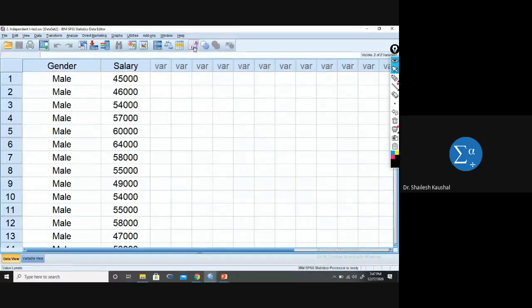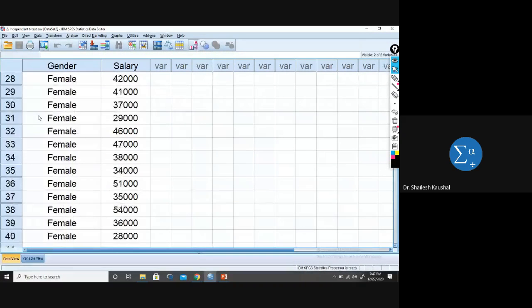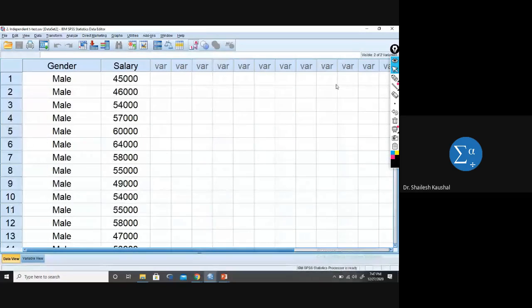Now I am taking the second case study. The case is the independent t-test. I have data of male and female teachers. In this case study there are two variables, x and y. x is non-metric, nominal data, male and female, and y is metric data, salary. Now here I am comparing in an independent t-test.